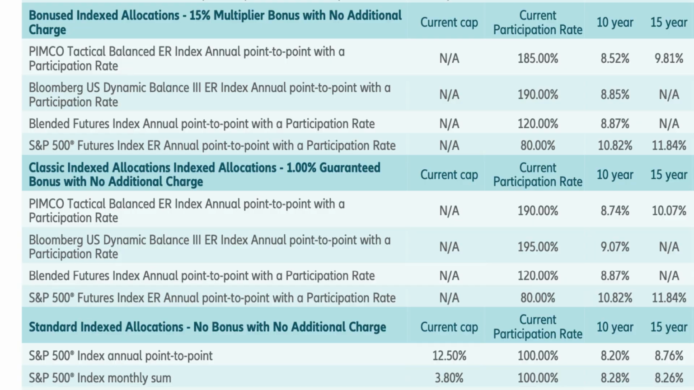Now the index account is where things get interesting. The growth here is tied to the performance of a market index like the S&P 500. Most IUL policies will have multiple indices you can select from. The better the index you choose performs, the more your cash value can grow. Within the indexed account, there are different strategies that determine how interest is credited to your account. So let's look at them.